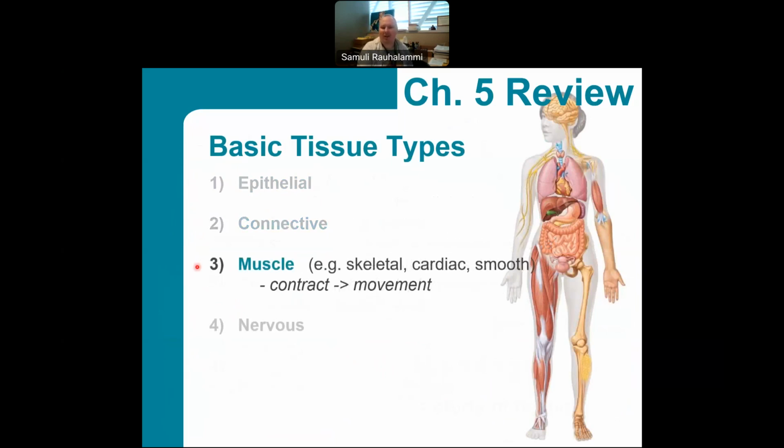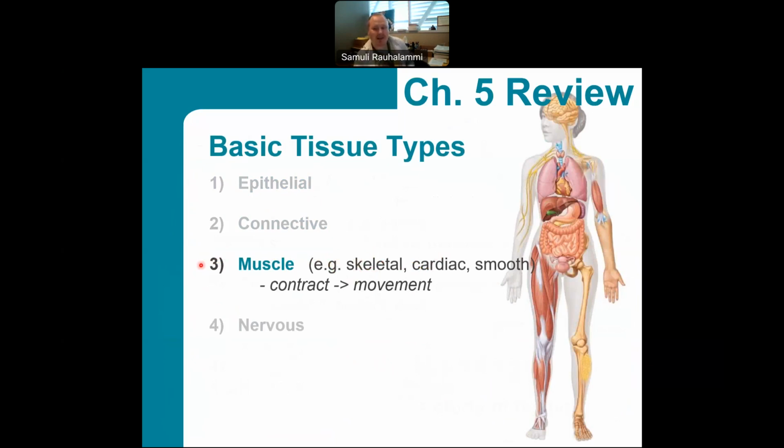The next basic tissue type that I wanted to talk about is our muscle tissues. We really have three types of muscles: skeletal muscles, cardiac muscles, and smooth muscles. When we think about muscles, especially skeletal muscles and cardiac muscle as well, they contract, and as they contract, they create movement. So the big muscles that we'll study when we get to the skeletal muscles of the body, their main function is to create some sort of movement in the body by contracting and relaxing.